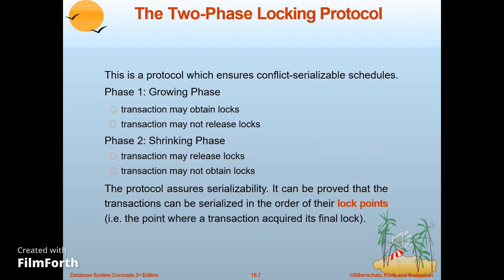In the two-phase locking protocol, each transaction issues lock and unlock requests in two phases: the growing phase and the shrinking phase. In the growing phase, a transaction may obtain locks but may not release any lock. In the shrinking phase, a transaction may release locks but may not obtain any new locks. Initially, a transaction is in the growing phase. The transaction acquires locks as needed. Once the transaction releases a lock, it enters the shrinking phase and no more lock requests can be issued. This two-phase locking protocol ensures conflict serializability.